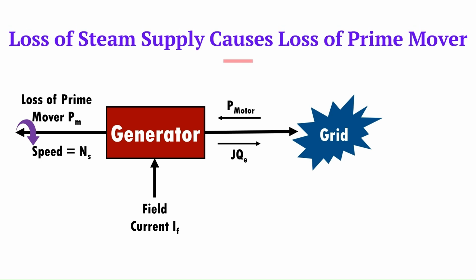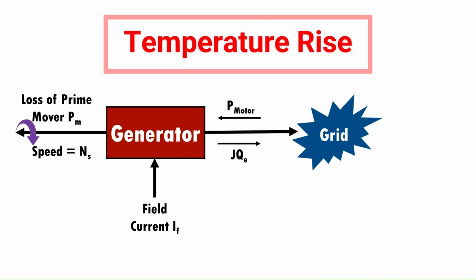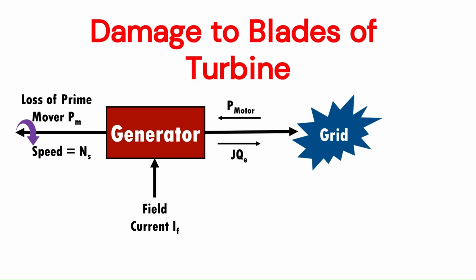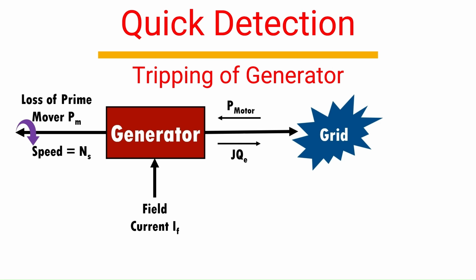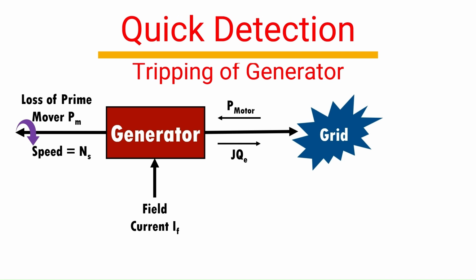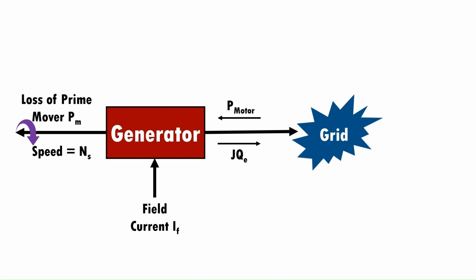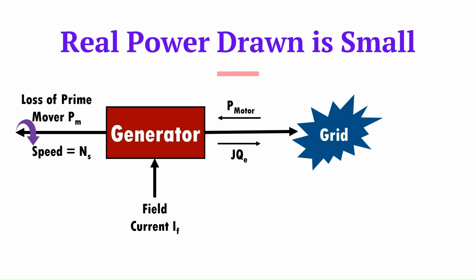Normally, loss of steam supply to the turbine causes loss of prime mover. When the machine runs as a motor, there is objectionable temperature rise which causes damage to the blades of the turbine. Therefore, loss of prime mover needs quick detection followed by tripping of the generator. When the prime mover is lost, the generator starts drawing real power from the grid and supplying reactive power to the grid as before. The real power drawn from the grid is quite small compared with the generator rating, just enough to meet the losses.